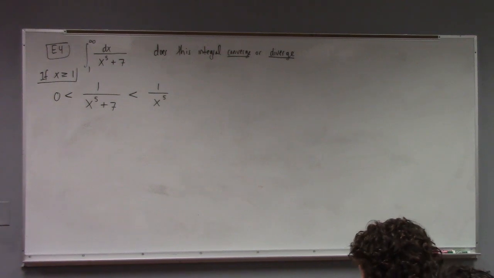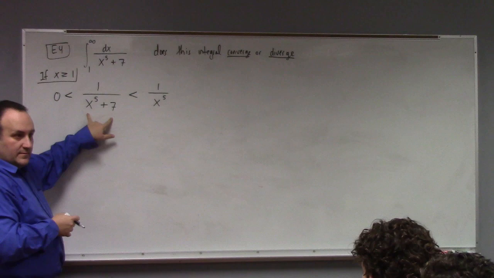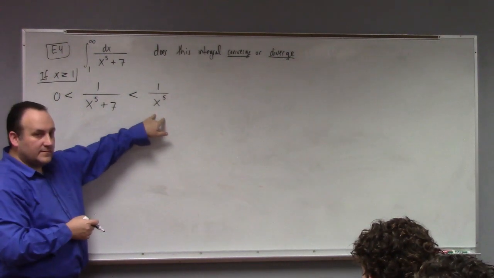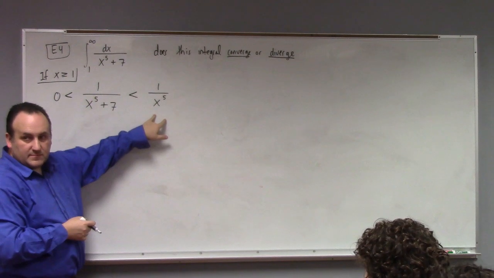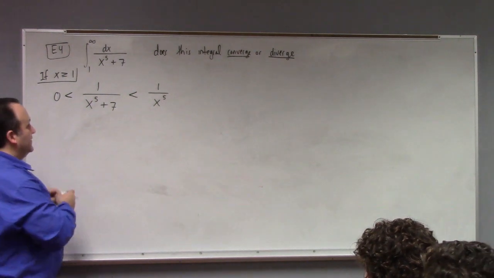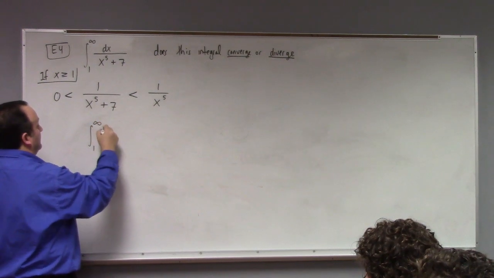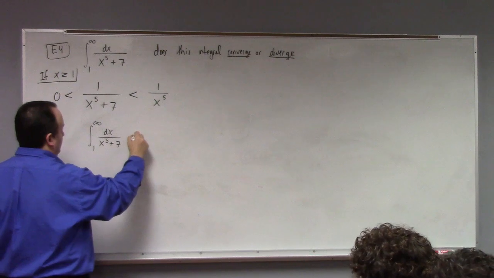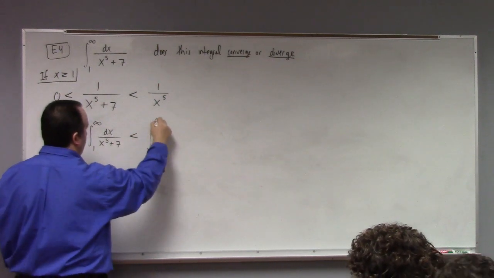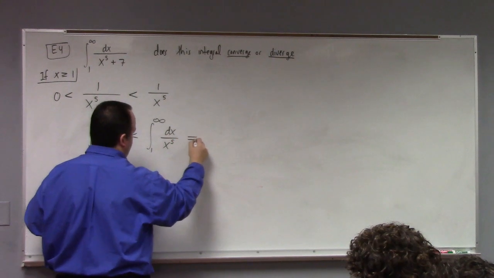What have I done? I made the denominator smaller, right? See that? And then the theorem is this: the integral from 1 to infinity of dx over x to the 5th plus 7 is less than the integral from 1 to infinity of dx over x to the power 5, which, by the way, is equal to what?